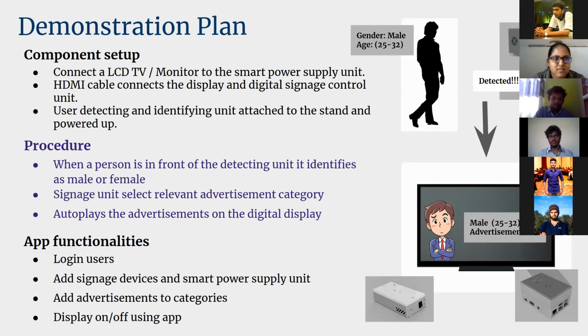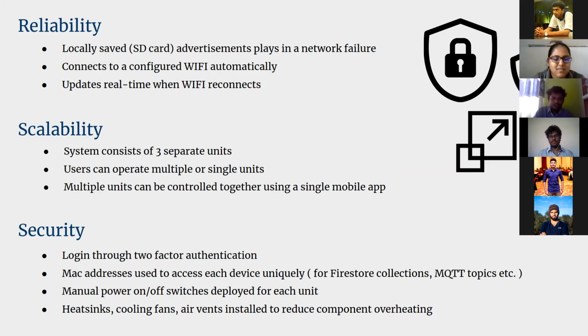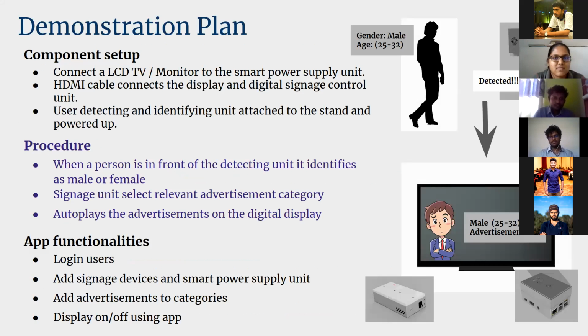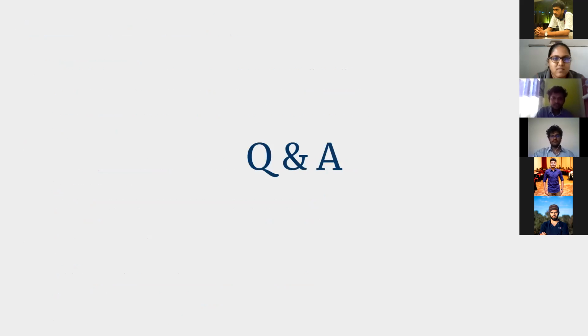Manual power on-off switches are also deployed in the hardware. For the demonstration, our procedure is to set up all the devices, and when a person is detected in front of the identifying unit, it will identify them as male or female. The signage unit will select the relevant advertisement category, and eventually it will play the advertisement on the digital display. These functionalities will also be shown in the demonstration. That's the end of our presentation. Feel free to ask any questions.